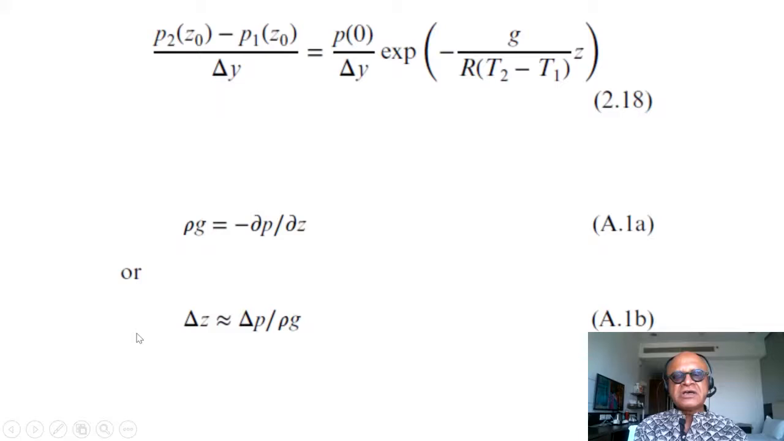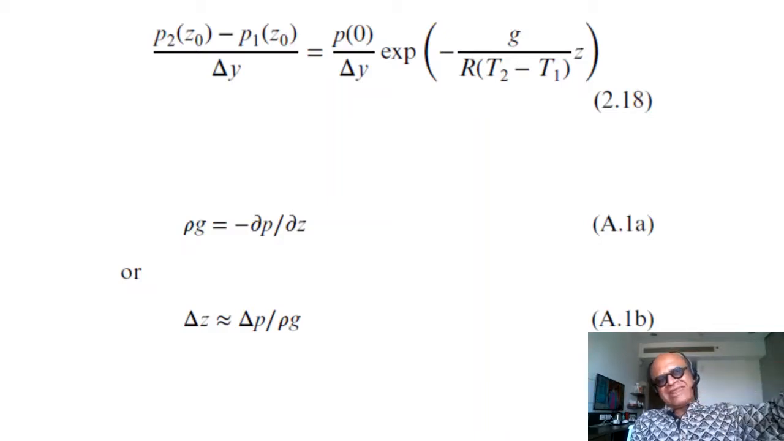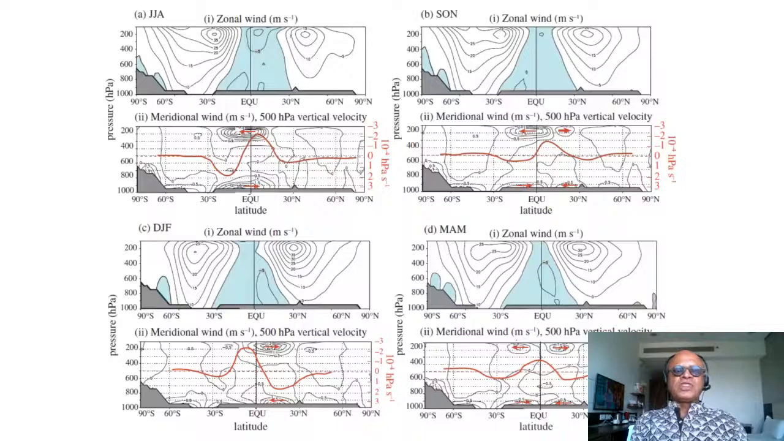Essentially, this is saying that when you have small perturbations, delta Z is approximately equal to delta P divided by rho g, another way of saying the hydrostatic relation, but we are going to relate now the meridional gradient of temperature to changes in pressure with height.